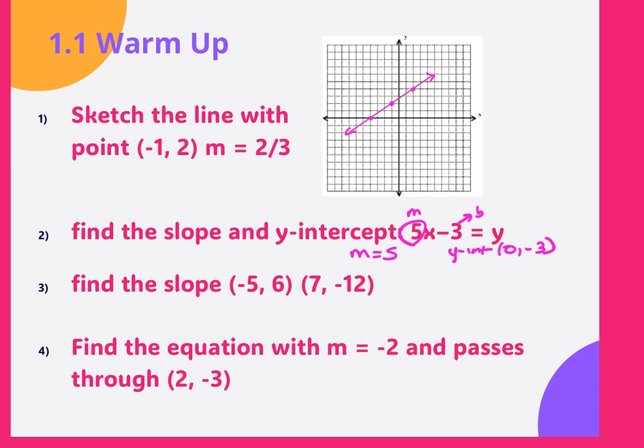I want you to check the first couple and then I'll work out the rest. The first one, your point is -1, 2, so left 1, up 2, and then your slope is 2/3: up 2 and to the right 3, or down 2, left 3, should be there.